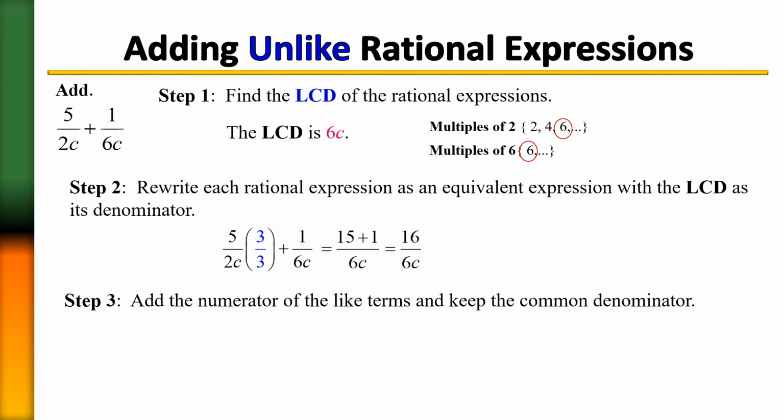Inside 16 there's a 2. There's also a 2 inside the 6 in the bottom. So once we take the 2 and cancel it out of the top and bottom, what we're left with then is our simplified answer of 8 over 3C. And there you have it, adding unlike rational expressions.